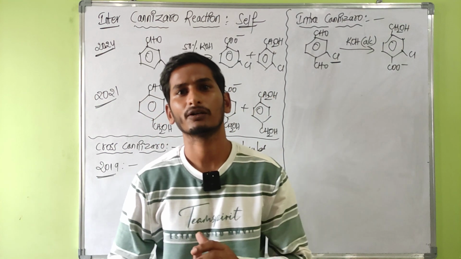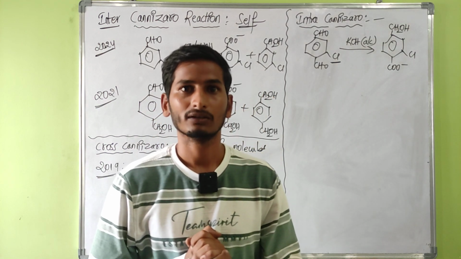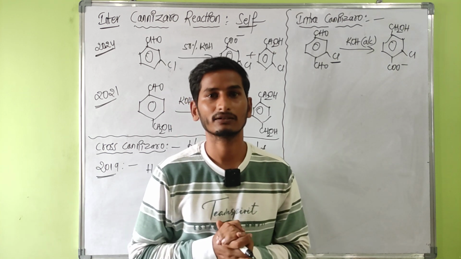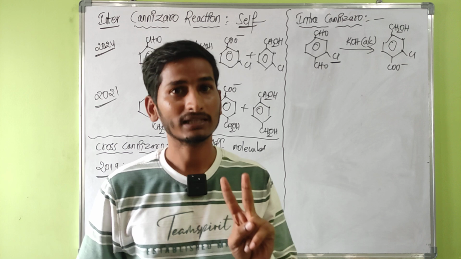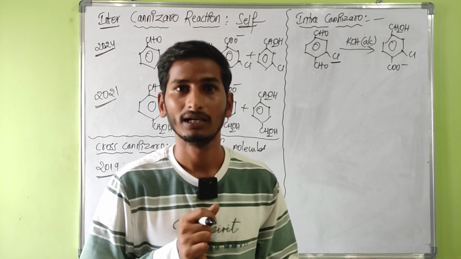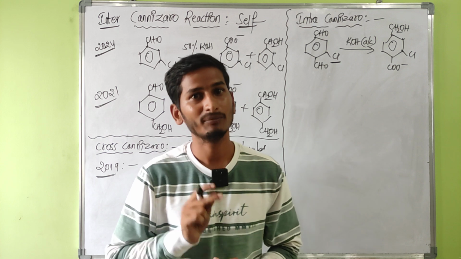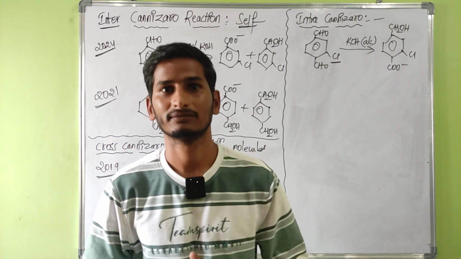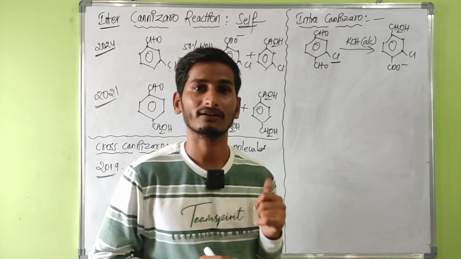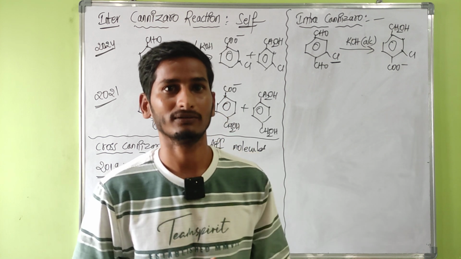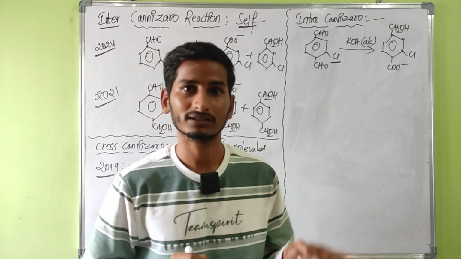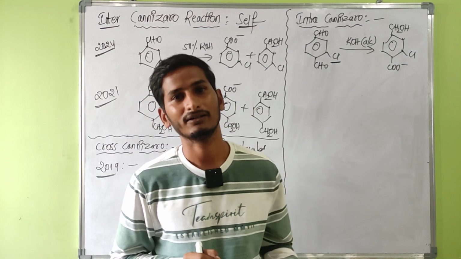Okay, so we are done with self, cross and intra. Let me differentiate these three for you. The first one is self Cannizzaro. In the self Cannizzaro, we take two same molecules, one gets oxidized, the other gets reduced. Now coming to cross, we have two different molecules. In self we have two same molecules, in cross we have two different molecules. The one with the more electropositive carbon gets oxidized, the other one gets reduced.